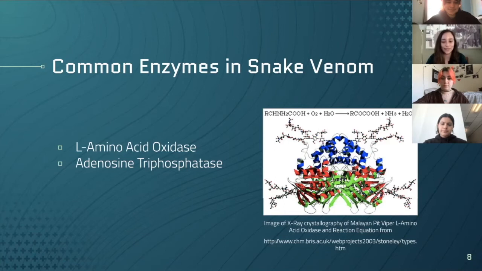Adenosine triphosphatase is also believed to be one of the central agents resulting in the shock of victims and immobilization of smaller prey. These are some of the common enzymes you can find in snake venom.